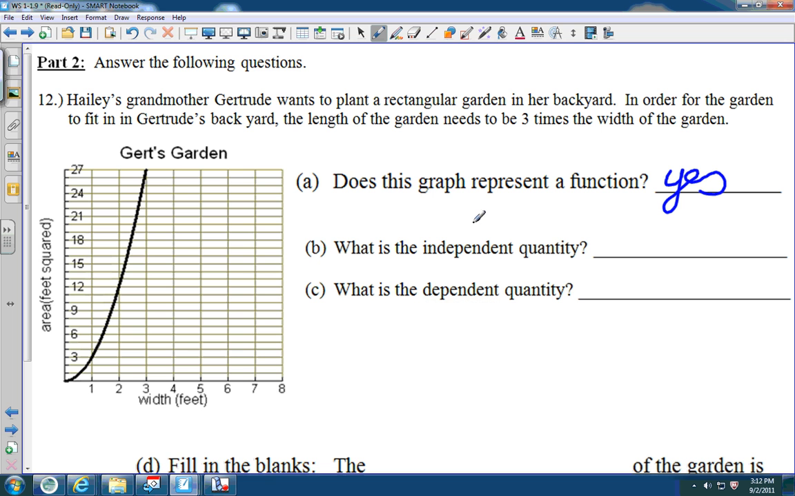What is the independent quantity? Independent is the x. Guys, the x on here is always down here. Y is up here, and the dependent is the y. So the independent quantity is the width, because in a graph, independent will always go down here. Dependent will always go on the side, which is the area.